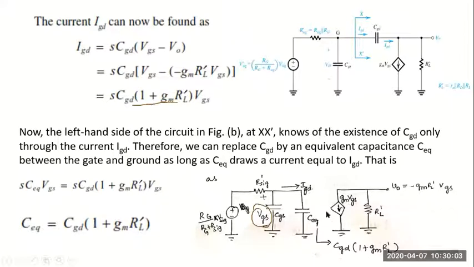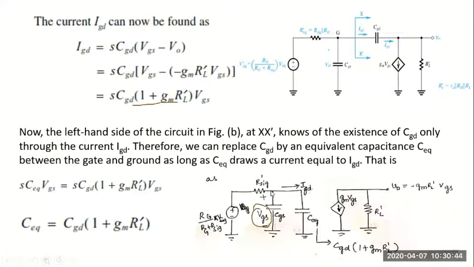So we showed that it is possible to replace this capacitance CGD, which is connected between input side and output side, gate and drain, with an equivalent capacitance CGD into 1 plus GM RL dash, because the current through this C equivalent will be same as through CGD. So now I have simplified this circuit. This is the circuit which I now have to analyze. What all is there in my circuit? I have the signal source V sig into Rg by Rg plus R sig. We call this V sig dash, the Thevenin's equivalent signal source.